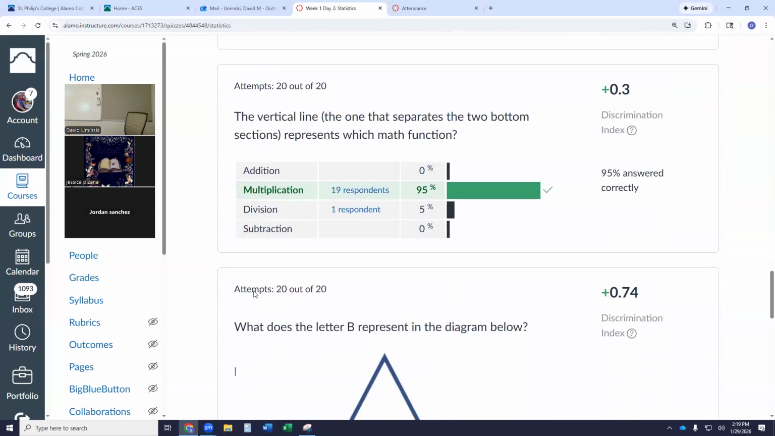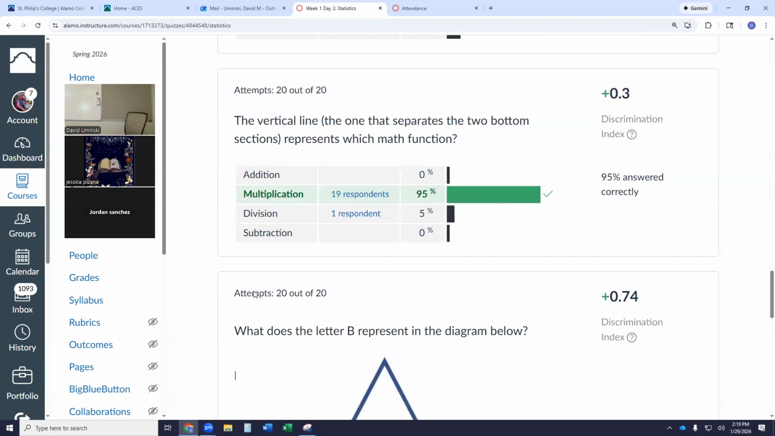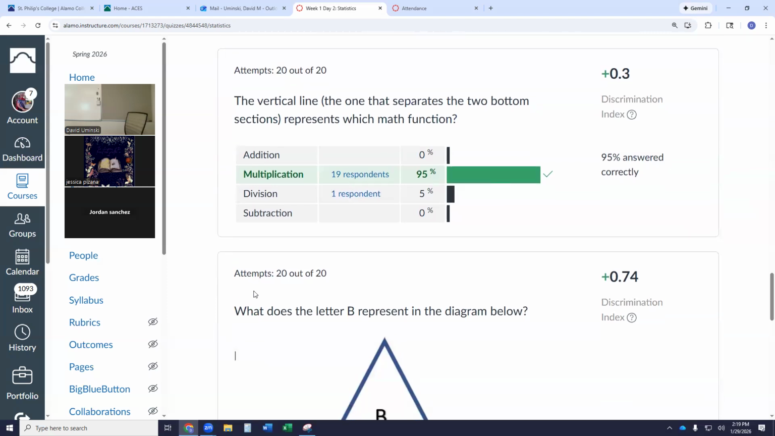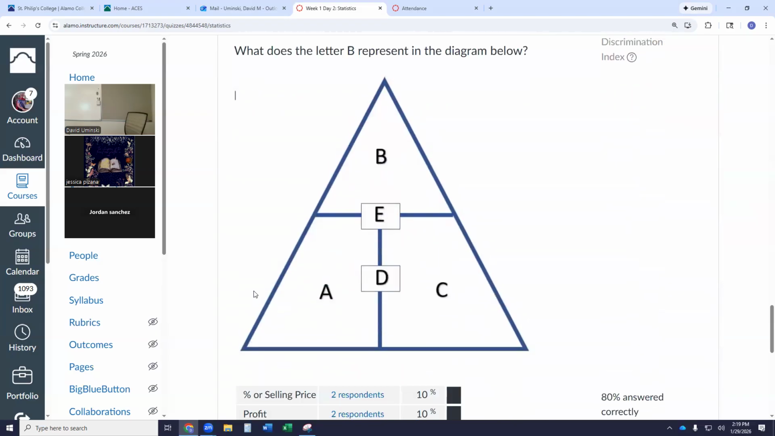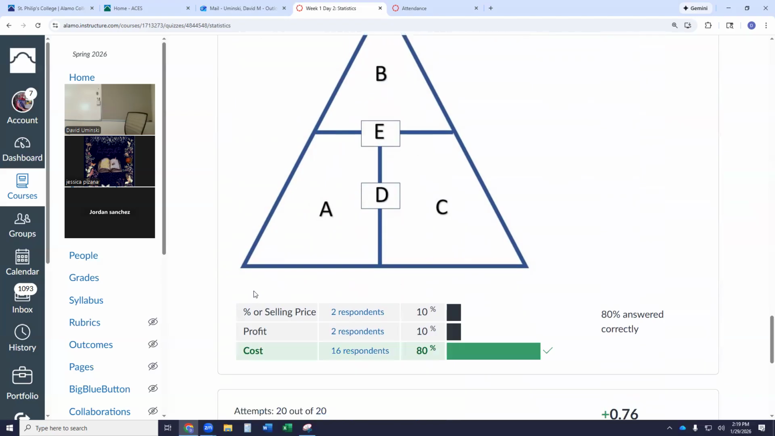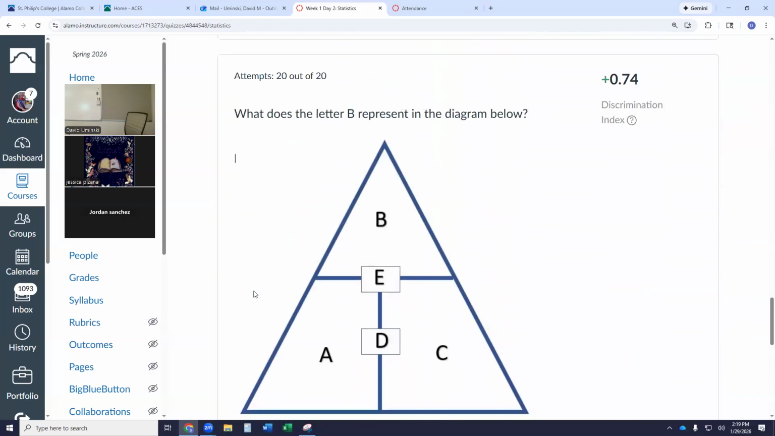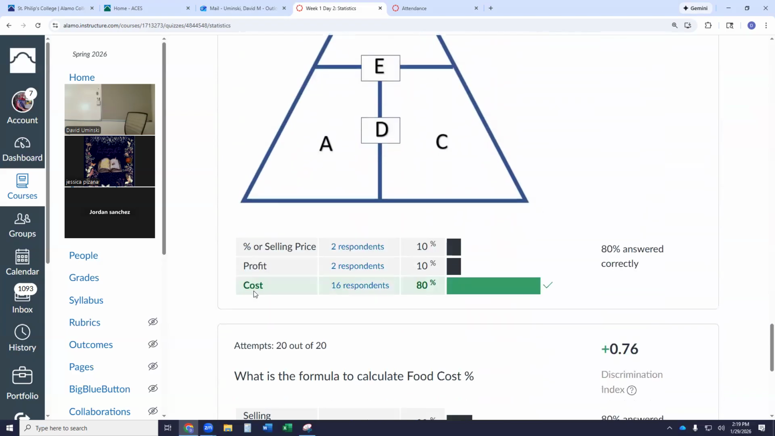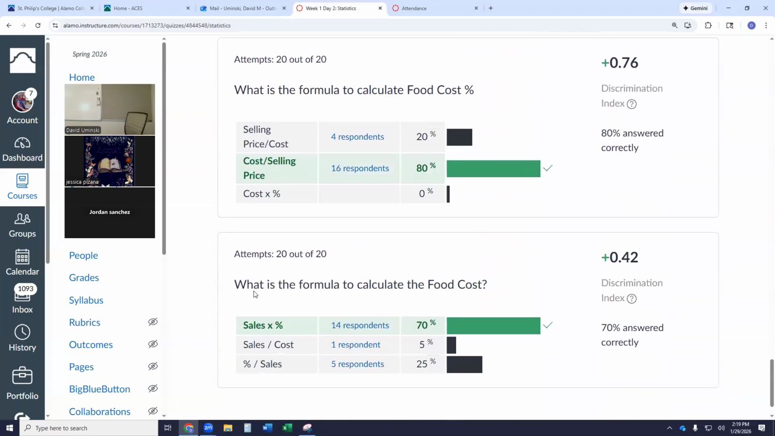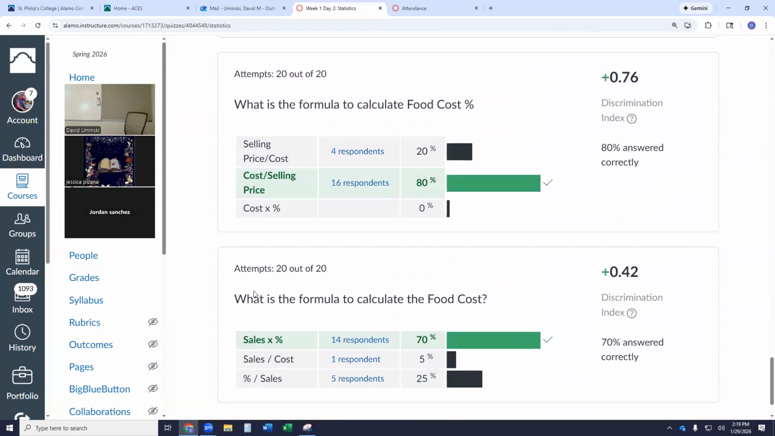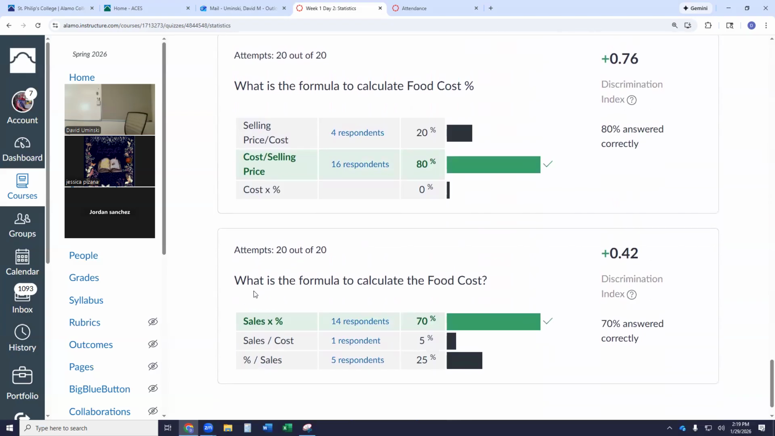All right. Vertical line we just answered is that multiplication. Okay. The way I remember it, remember this line that's horizontal looks like a division sign. And then the opposite of division is multiplication. Okay. So we have the cost up at the top. Letter B represents cost.